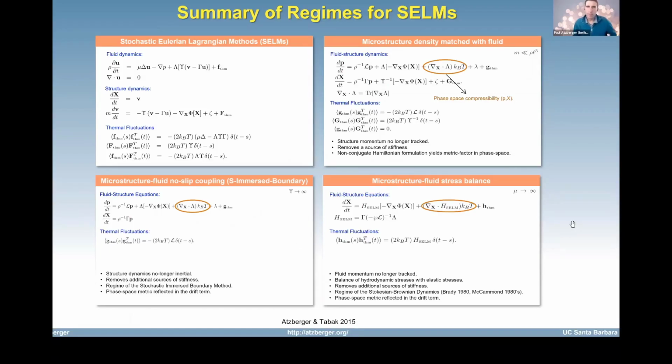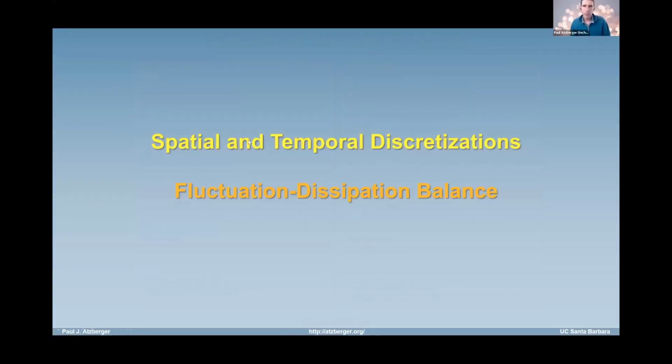Okay, all right, so let me move forward just with the remaining time to talk a little bit about how we're going to deal with now spatial and temporal discretizations, and this leveraging this idea of fluctuation dissipation balance. And as I mentioned, this goes back to work I started as a postdoc with Pete Kramer and also continuing to collaborate with Charlie Peskin.